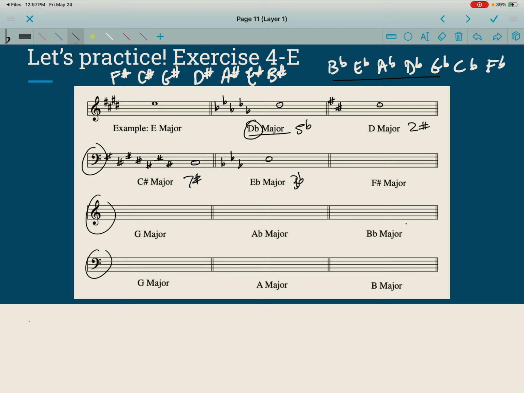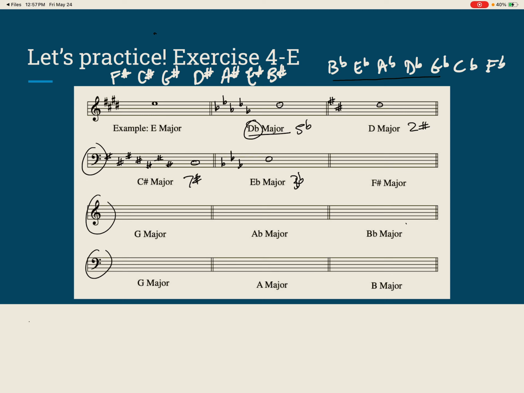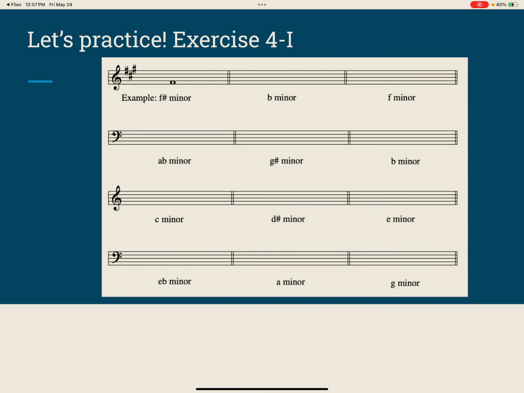Aside from memorization, I really don't have any good way to help you identify these keys aside from the key signature and the circle of fifths, in major and minor keys. So 4E has all the major keys, so you can figure out the rest of those. And 4I has the minor keys.